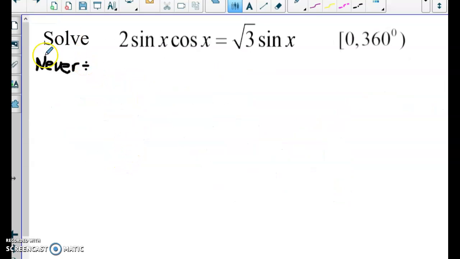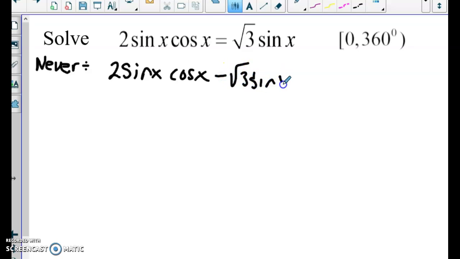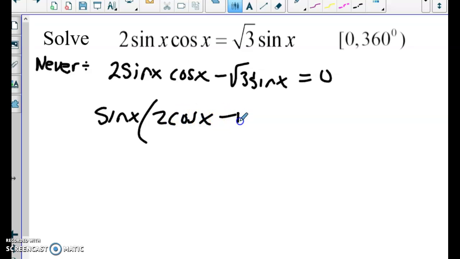All right, so we're never going to divide both sides by sine. So what we can do is get everything on one side, minus square root of 3 sine of x equals 0, and then factor out that sine. So I have the sine of x times the quantity of 2 cosine x minus root 3. And in this case, this is the first one where we've had two different trig things.